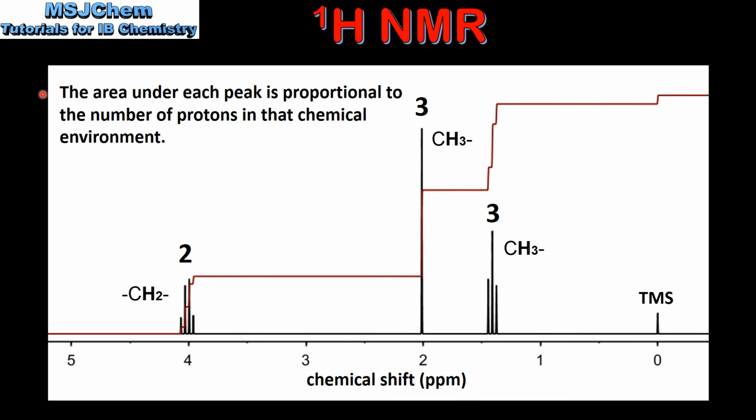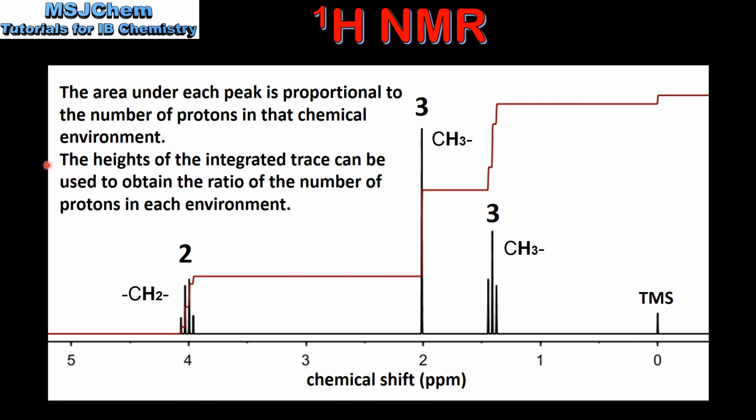Next, we look at the integrated trace. The area under each peak is proportional to the number of protons in that chemical environment. The heights of the integrated trace can be used to obtain the ratio of the number of protons in each environment. So from this integrated trace, we can see that the ratio of the number of protons in each environment is 2 to 3 to 3.